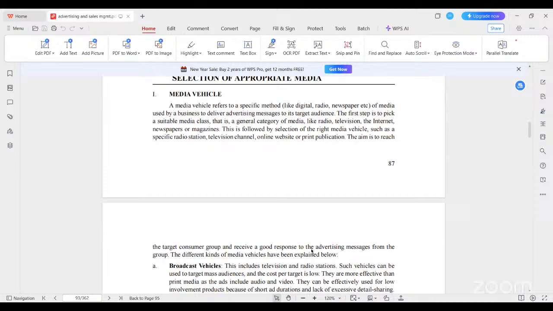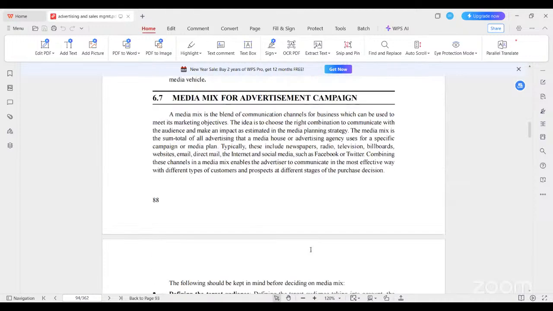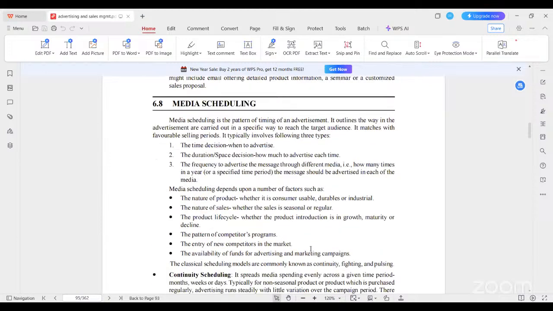In media mix, we determine the optimal media mix, considering factors like audience reach, frequency, and how much the advertising is impacting them. All these we will understand in media mix. And then media scheduling. If we talk about media scheduling, there is the time decision, when to advertise and the duration, the space decision, how much to advertise each time, and the frequency of the ads, that is, how frequently your ad is displayed.